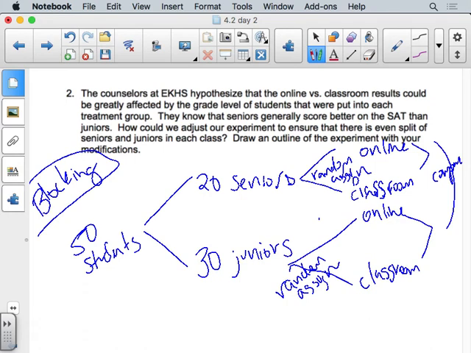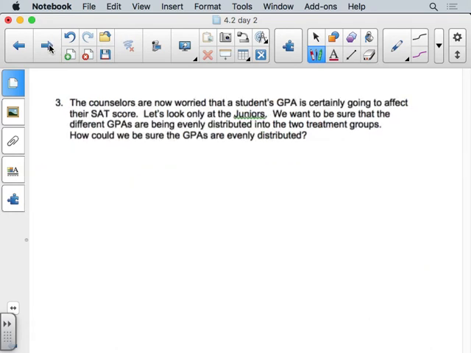All right, so that's a block. Blocking is like stratification, but it's for experimenting.